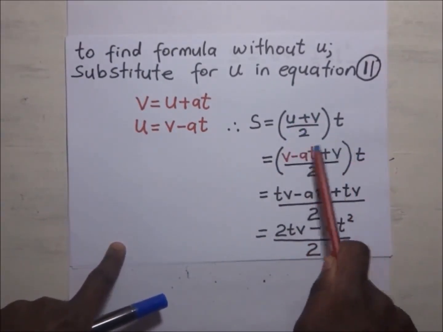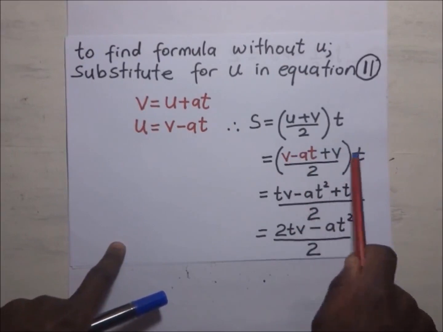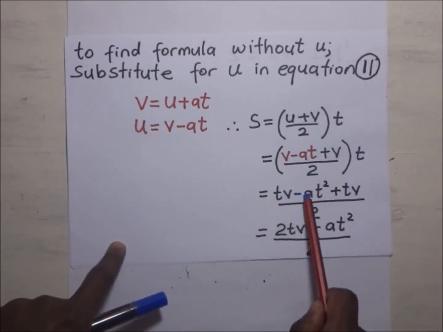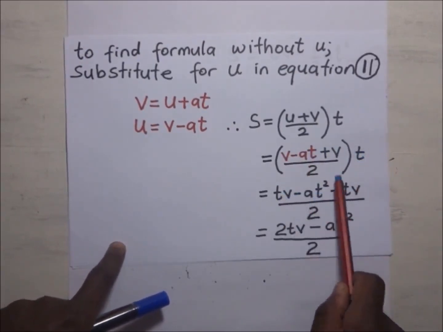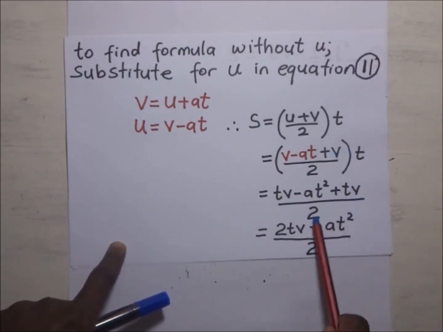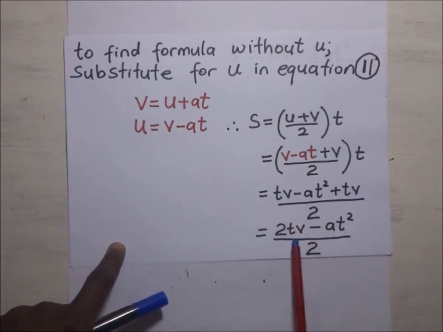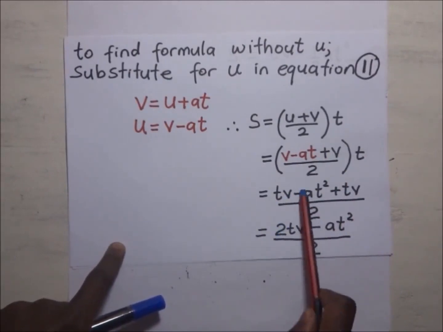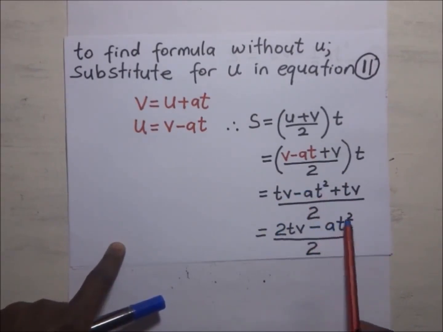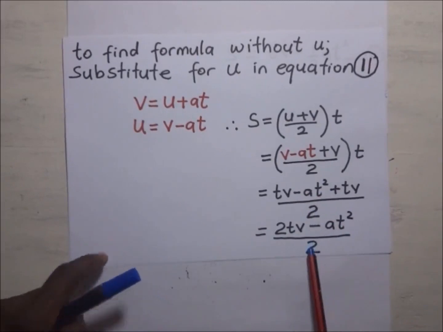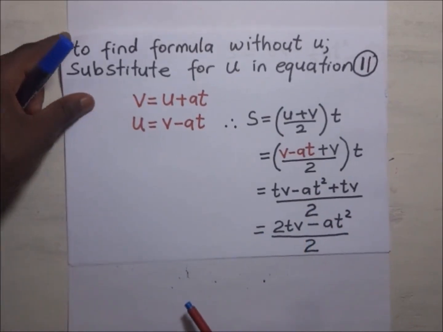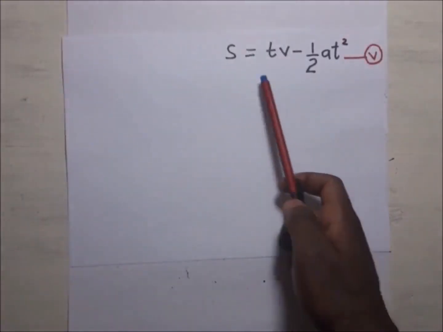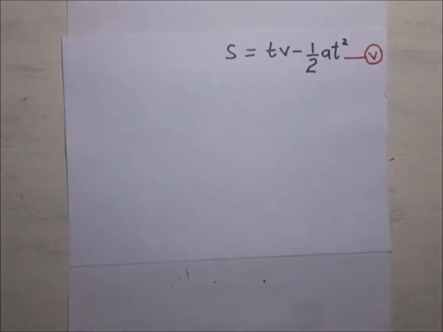Of course, when you open brackets with the t and multiply it through, we get vt minus at squared plus tv, divided by 2. You end up with tv plus tv equal to 2tv, minus at squared, divided by 2. And definitely we'll end up with our final expression: s is equal to tv minus a half at squared, and that's our fifth equation of motion.